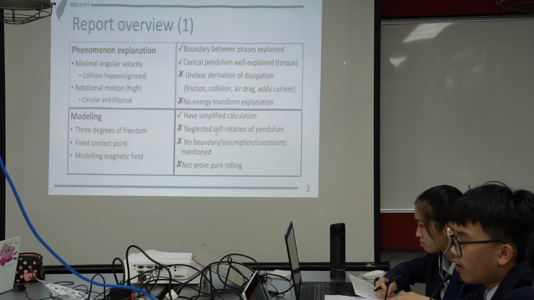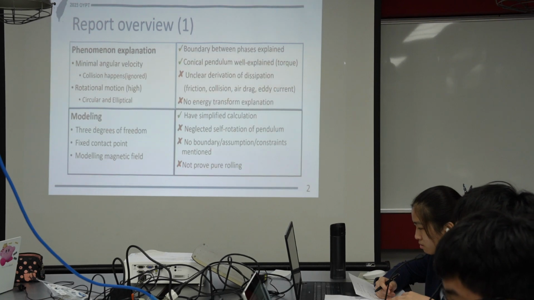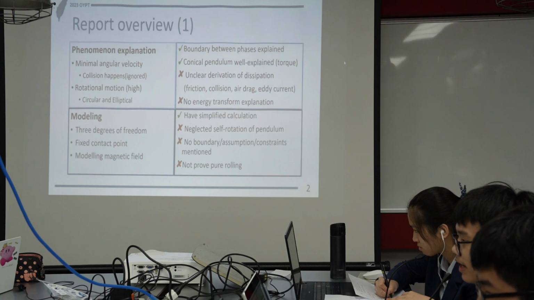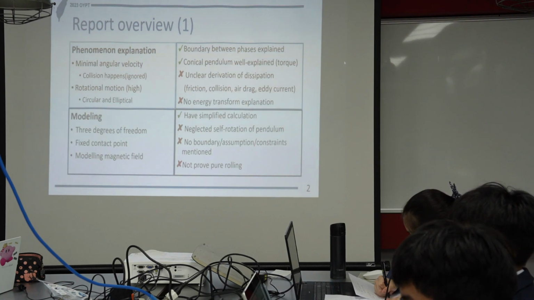For the overview of the report, first, the phenomenon explanation. The reporter divided it into two phases, including the minimal angular velocity and the state with angular velocity. We found that collision happened when no angular velocity was given. However, the reporter ignored that since the initial conditions are not well controlled in his report.